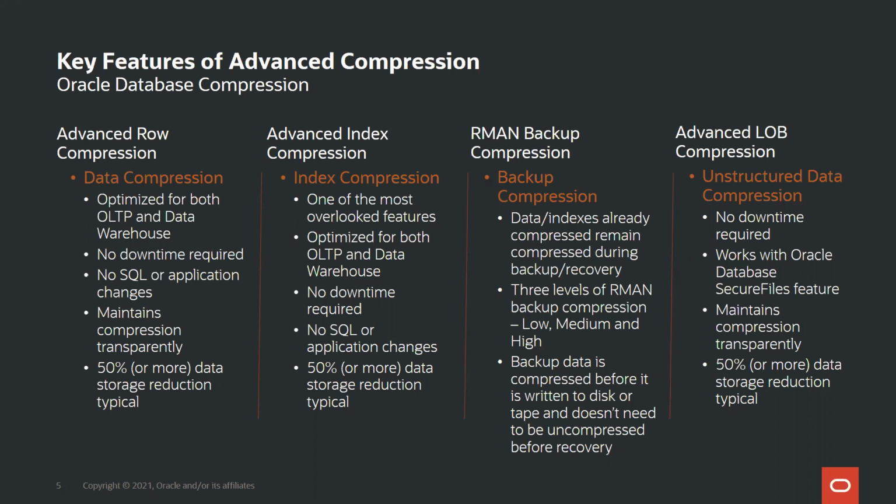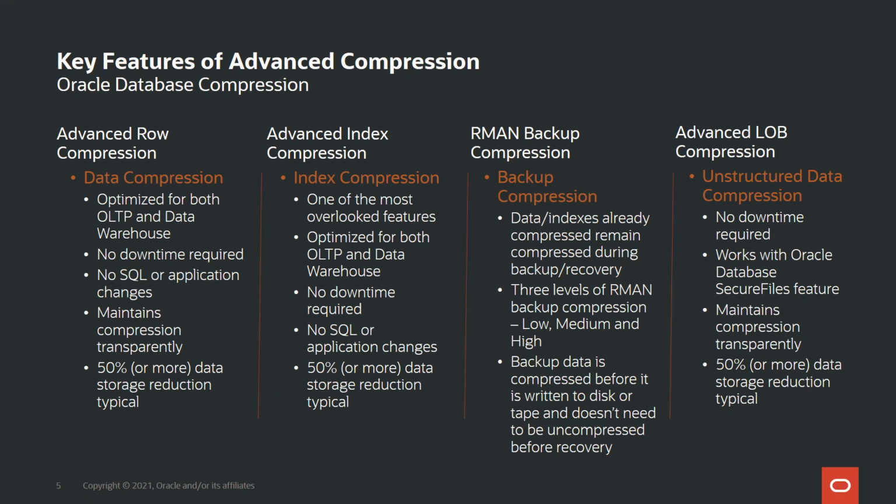Advanced index compression, as you might guess, is for index compression. Again, it's optimized for both data warehouse and OLTP applications, and typically also sees about a 50% reduction in storage footprint. RMAN backup compression is designed to not only compress the backup itself, so as you do the backup, you can determine how much compression you want to apply, whether low, medium, or high. But an additional benefit is that data that is compressed already, meaning that it's been compressed either by advanced row compression or advanced index compression, remains compressed during the backup and recovery.